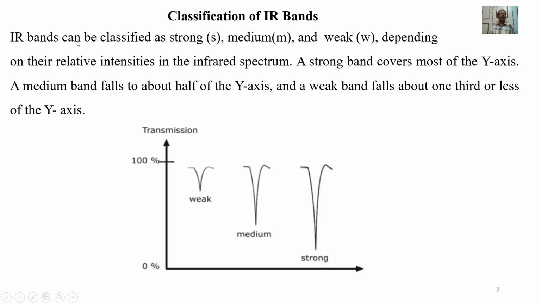IR bands can be classified as strong, medium, and weak depending on their relative intensities in the infrared spectrum. A strong band covers most of the y-axis. A medium band falls to about half of the y-axis, and a weak band falls about one third or less of the y-axis.